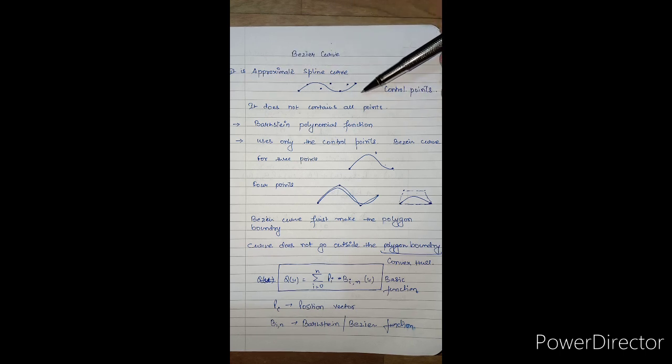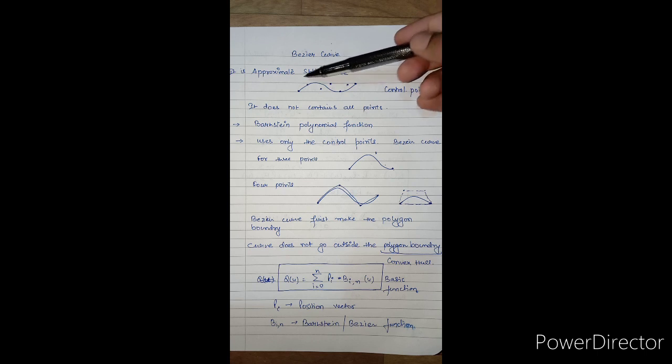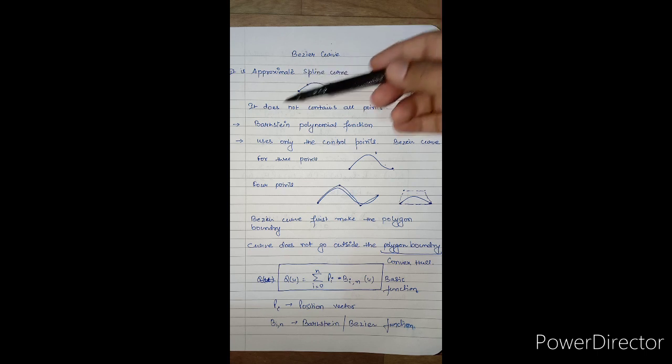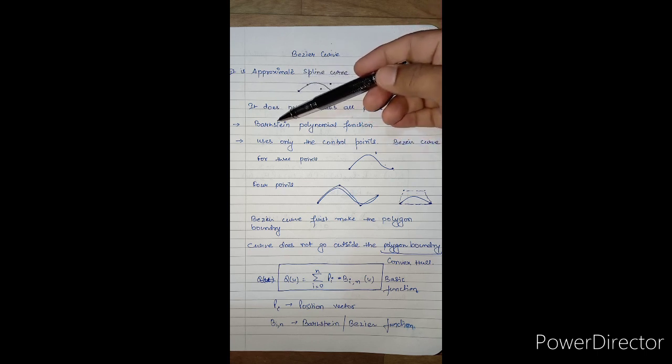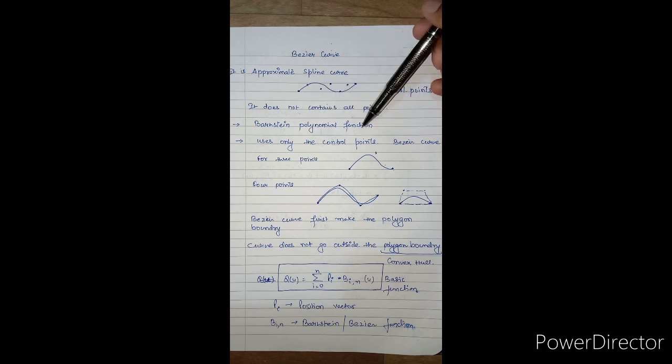For understanding this, let us take a simple example. In this diagram, there are a few control points. These points are known as control points: 1, 2, 3, 4, 5, 6 and 7. This figure has 7 control points. If a curve is made that doesn't contain all the control points, then that curve is known as an approximate spline curve. The next property is that it contains the Bernstein polynomial function or the Bezier polynomial function.